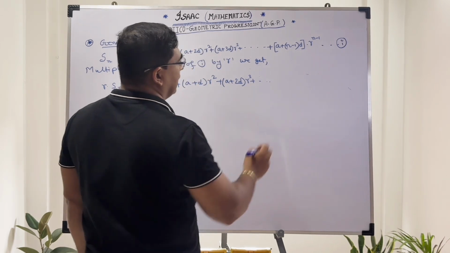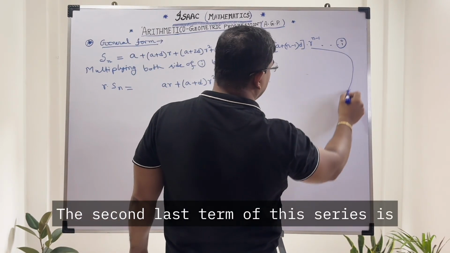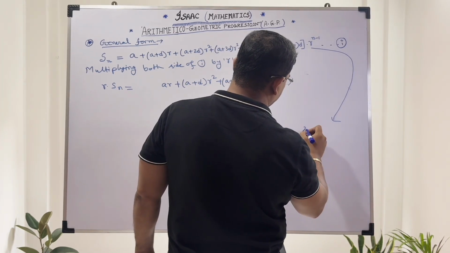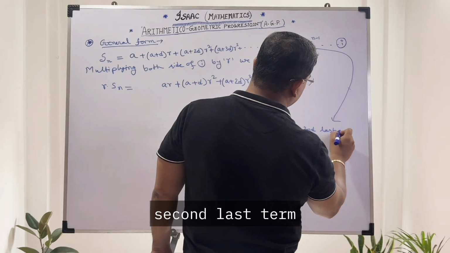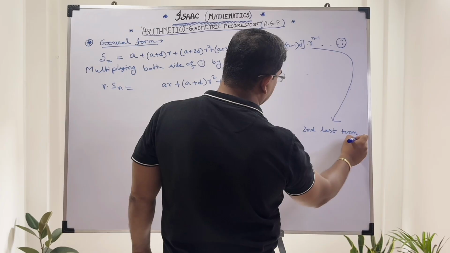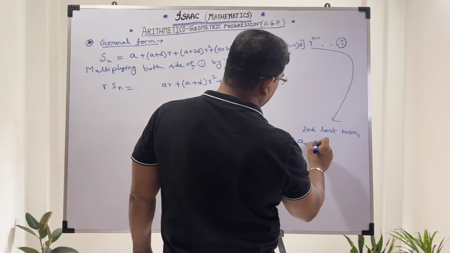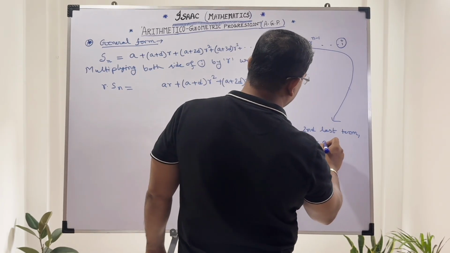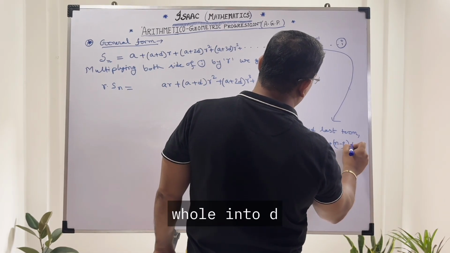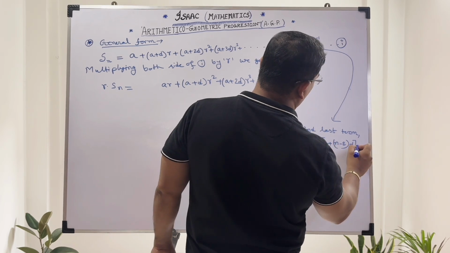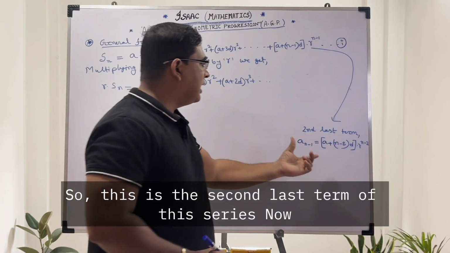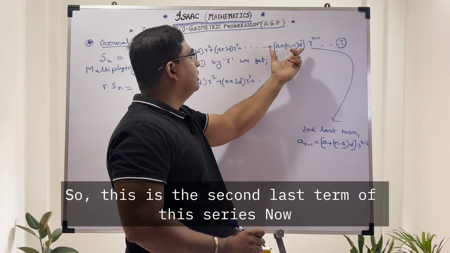plus continuing. The second last term of this series, that is A of n minus 1, is equal to A plus n minus 2 whole into D, whole into R to the power of n minus 2. Okay. So this is the second last term of this series.